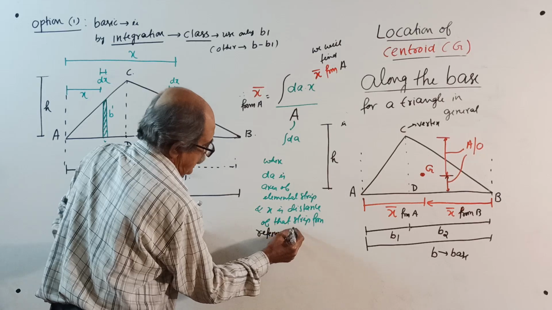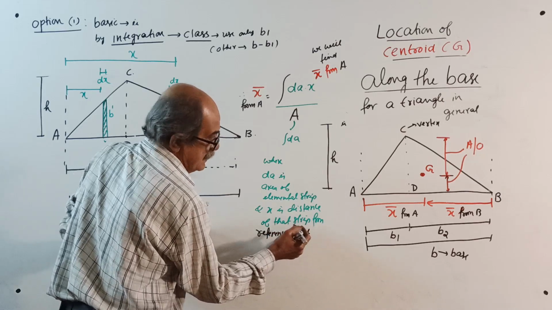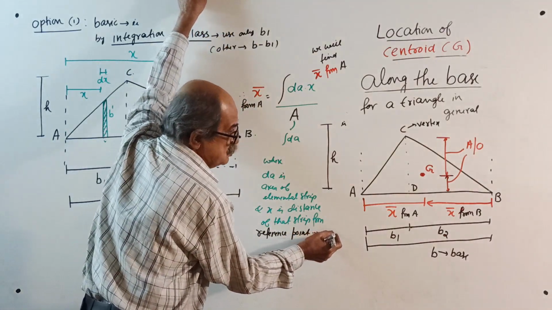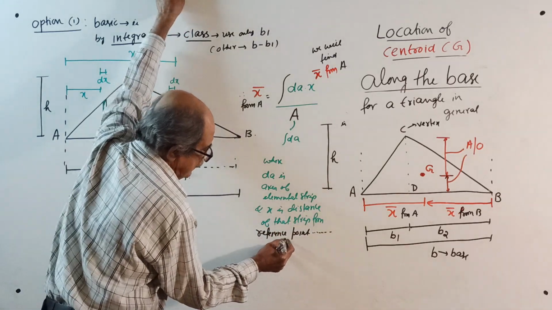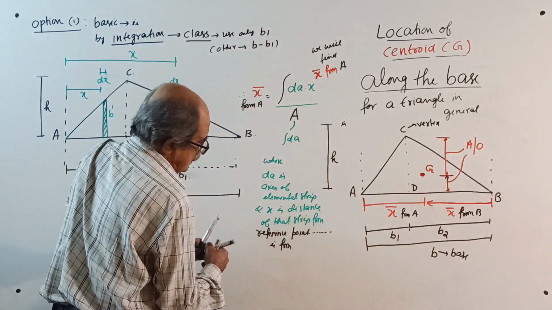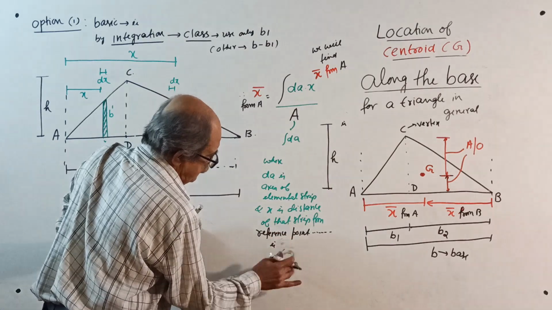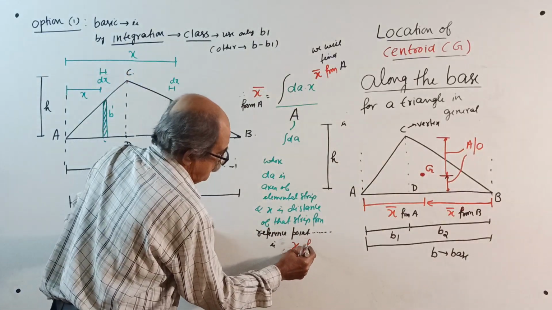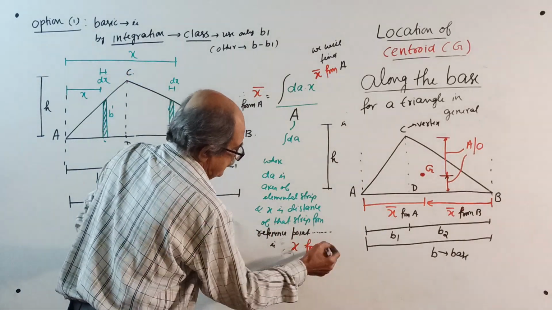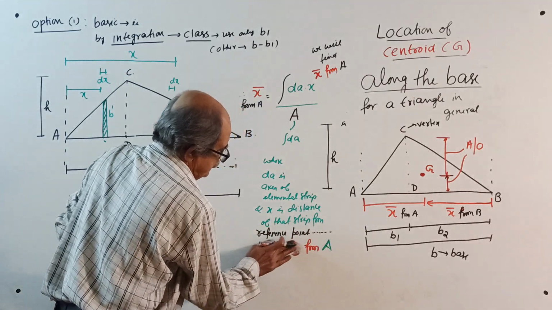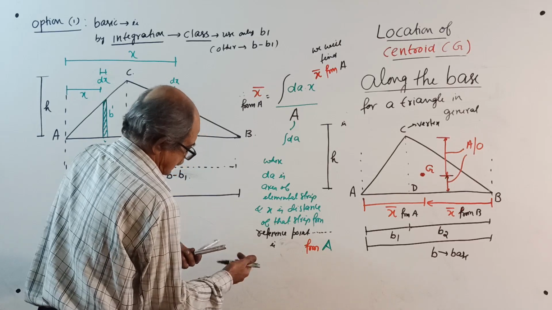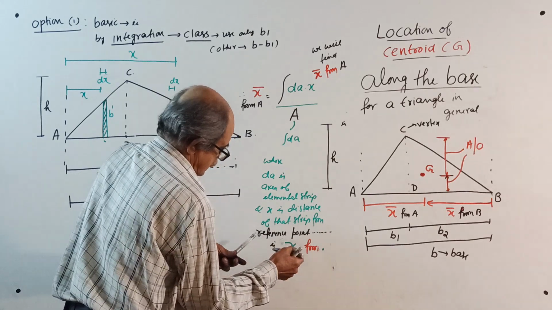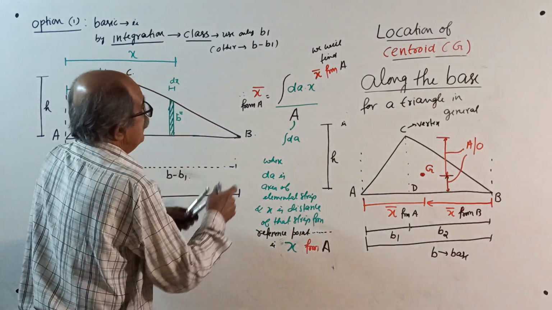Write the reference point with respect to which you are finding x bar. Here your x should be from A. Since you want x bar from A, your x should be from A. X is green color, other is red or black color. X should be from A. Very, very important. This is the formula.